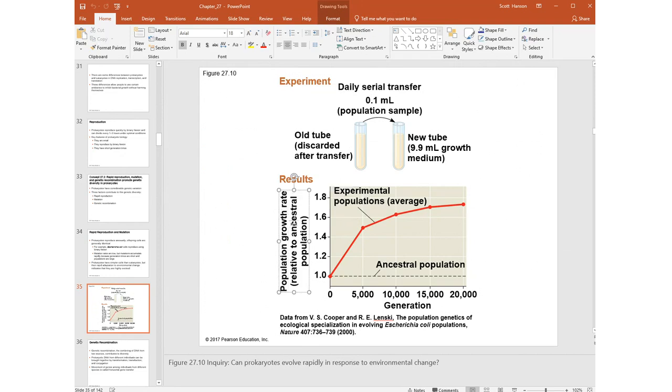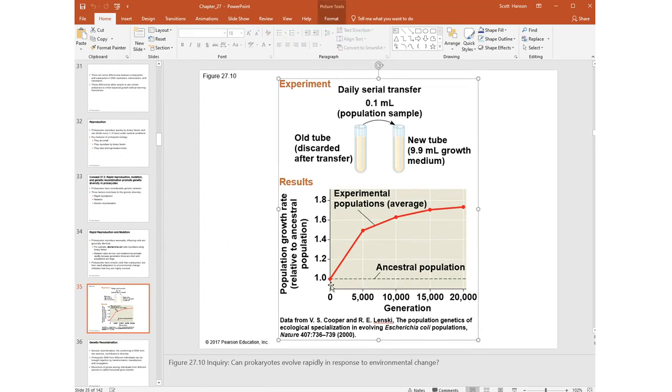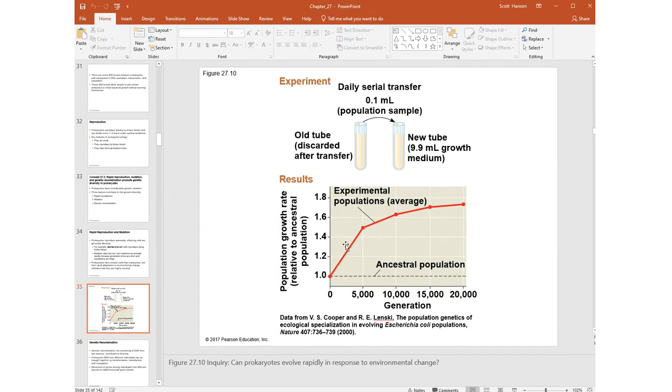relative to the original, ancestral population, you can see that after a few thousand generations, the growth rate actually increases to quite a bit faster growth rate than what the ancestral population had. And so this shows that they can actually adapt and improve and change fairly substantially over a few thousand generations.